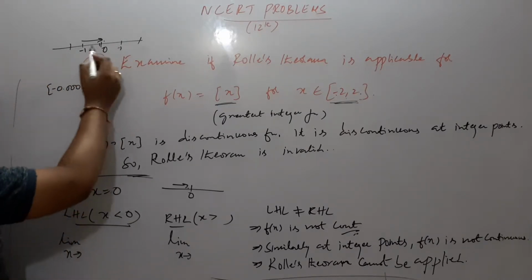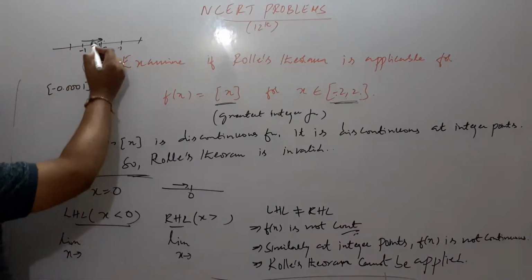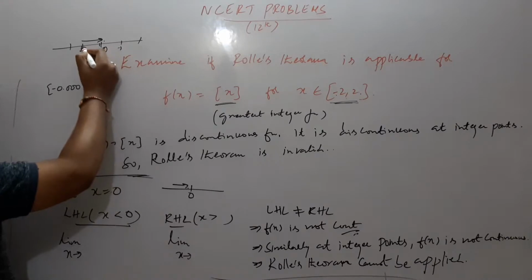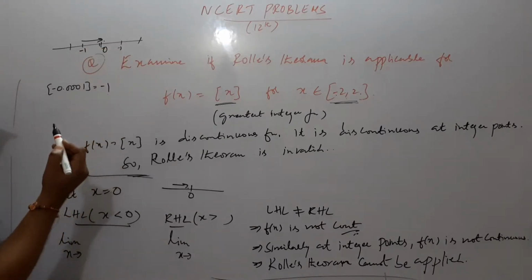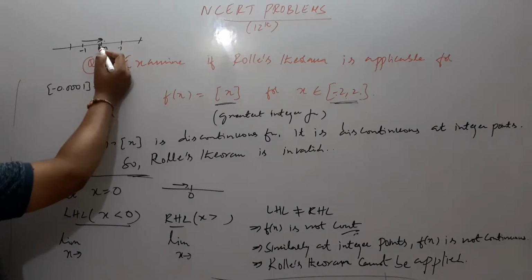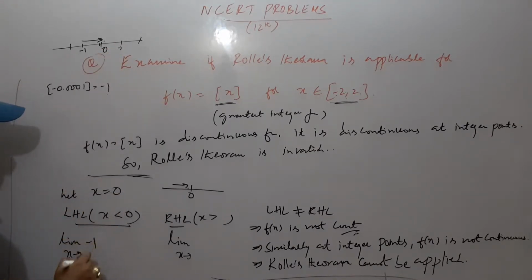Nearest integer less than or equal to x. So if this is -0.001, which is the nearest integer less than this? -1. Please understand this. This is important. The integer less than this particular -0.001 will be -1. So I am writing -1 here. X approaching 0, limit of a constant is constant.